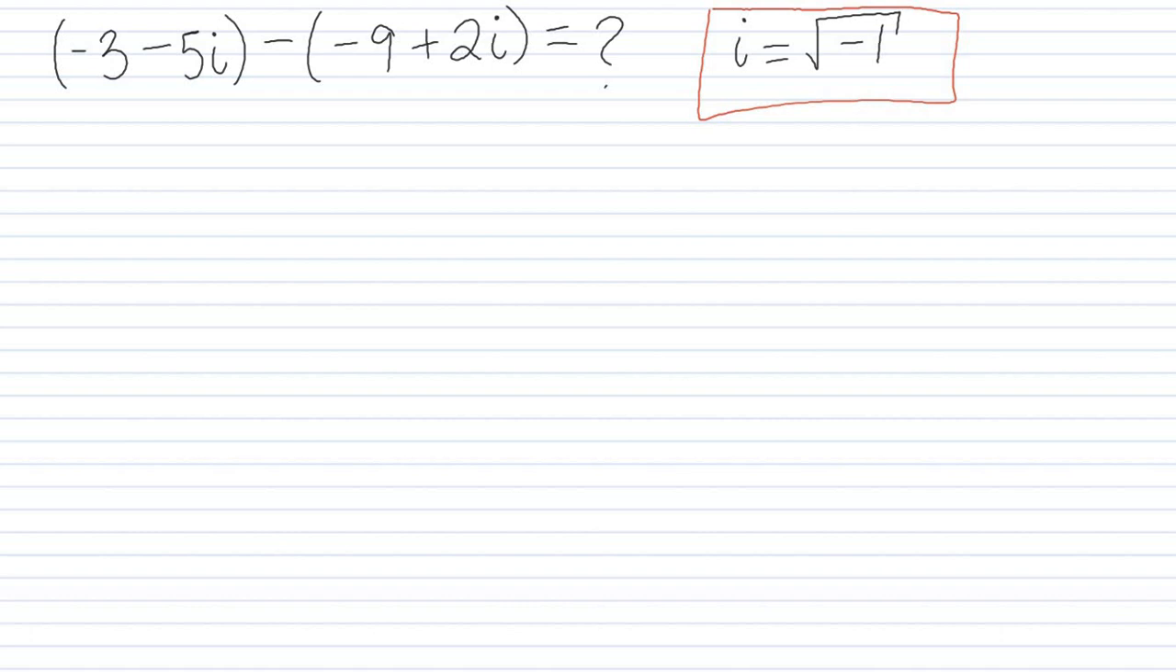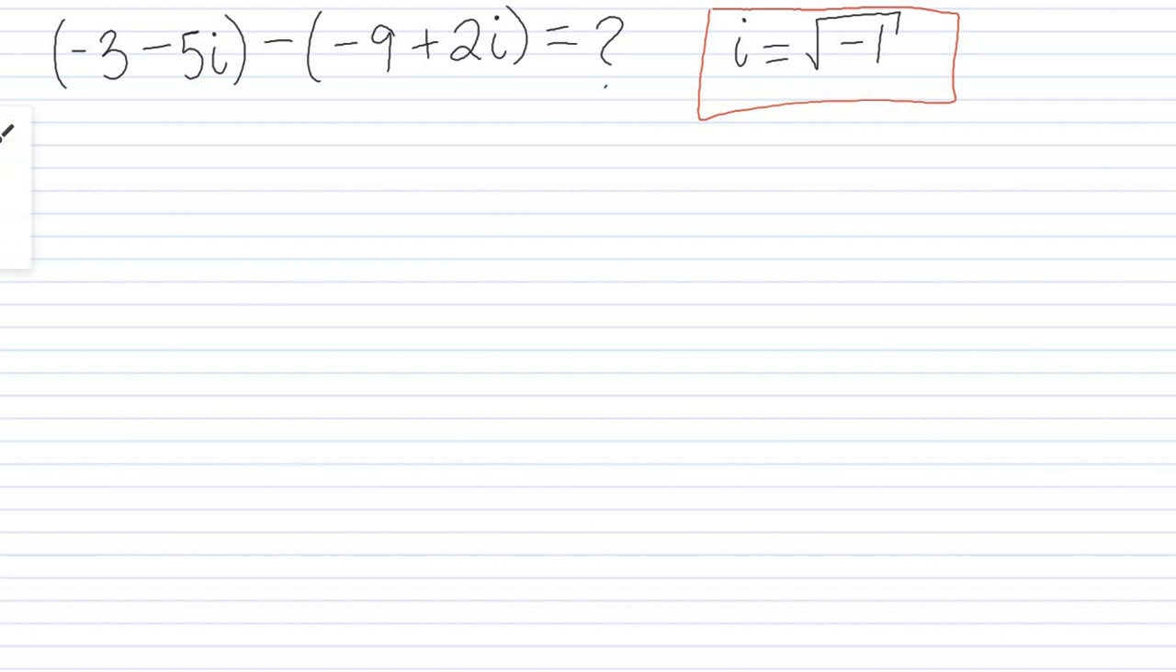And because we have a combination of a real number in the first part of the bracket, -3, and in the second part of the bracket, -9, we have a combination of real parts as well as imaginary parts. We know that we're asked to work with complex numbers. So in this case, we're being asked to subtract one complex number from another.